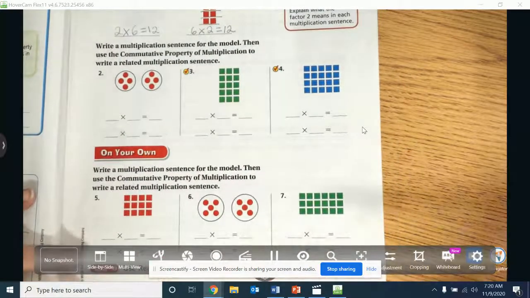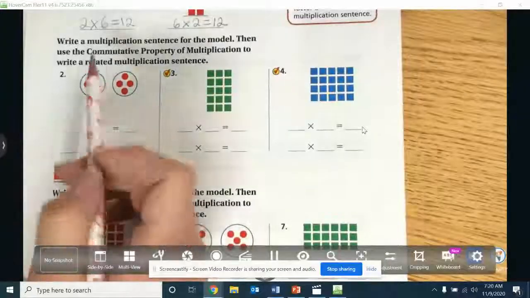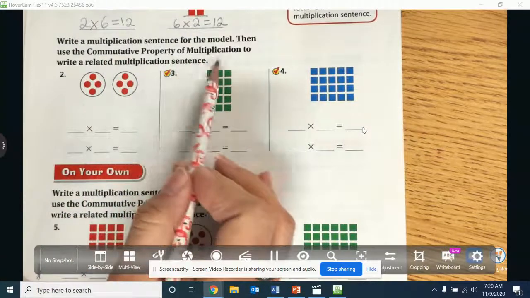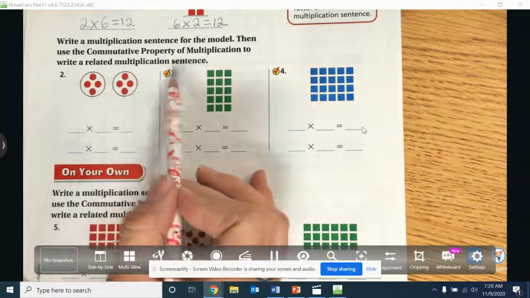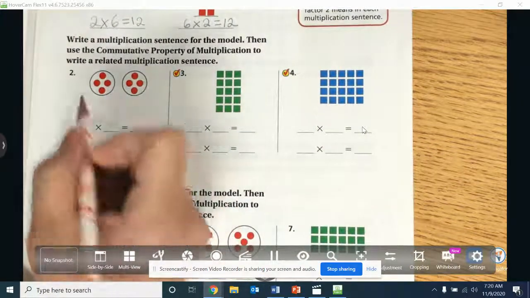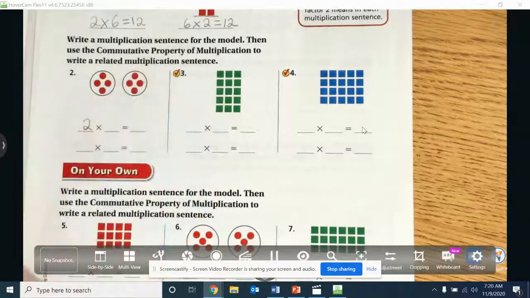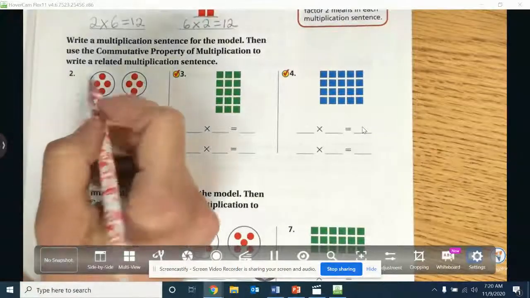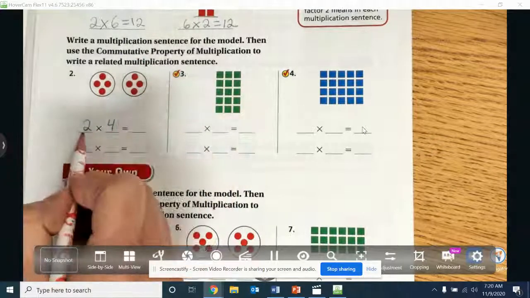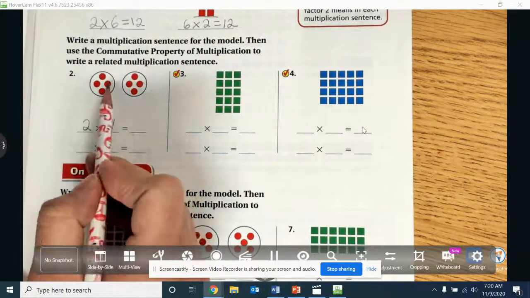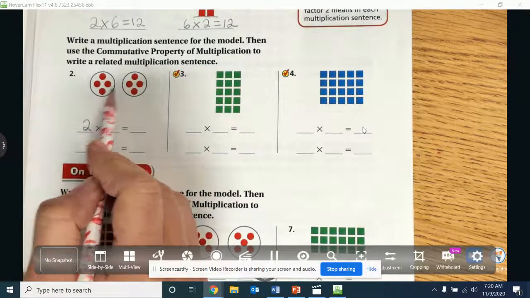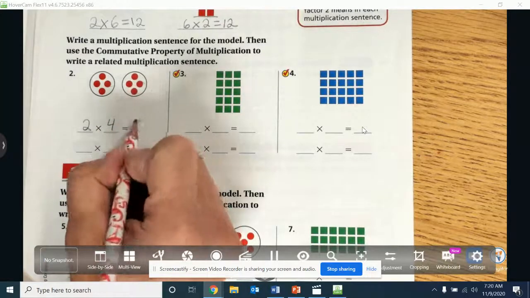For problems number 2 through 4, write a multiplication sentence for the model. Then use the commutative property of multiplication to write a related multiplication sentence. First of all, how many groups do we see? There are 2 groups. How many counters are in each group? 1, 2, 3, 4. 2 times 4 equals, what's 4 plus 4? Or you can count them one at a time. 4 plus 4 equals 8.